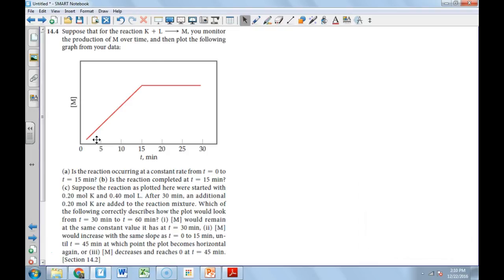In this, it's given theoretical compounds K and L, and those react to form M. What we're doing is monitoring the production of M over some amount of time, and it looks to be about 30 minutes. It says, is the reaction occurring at a constant rate from t equals 0 to t equals 15? That's this line here. And so for A, the simple answer is yes.